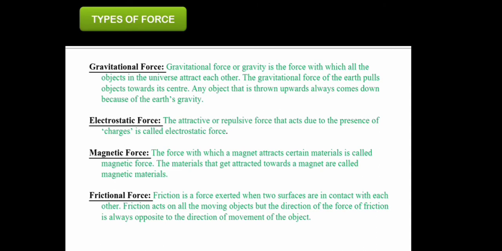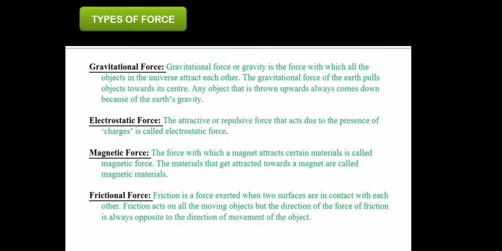Magnets also apply force on each other. For example, I think you know that every magnet has two poles known as North Pole and South Pole. When two like poles are brought near to each other, they repel, or you can say oppose each other. Whereas unlike poles, when brought closer, attract each other. Okay. Now next will be frictional force.